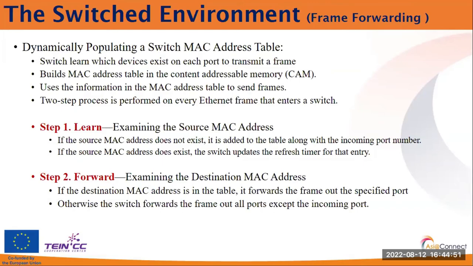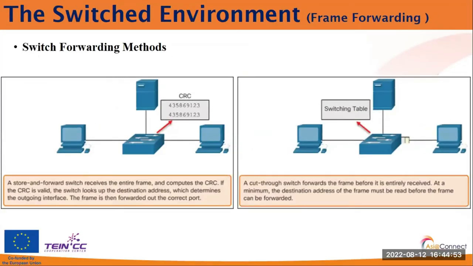Okay. You can see here the switch forwarding method. The method of forwarding data frames at layer 2 is referred to as store and forward switching, which is different from cut through switching. That means we can say here two forwarding methods. One is store and forward, and another is cut through.